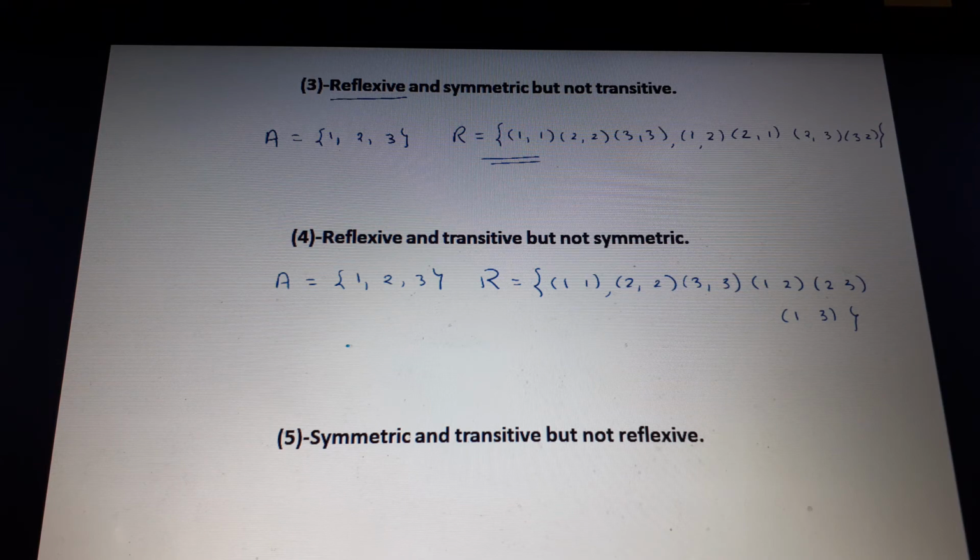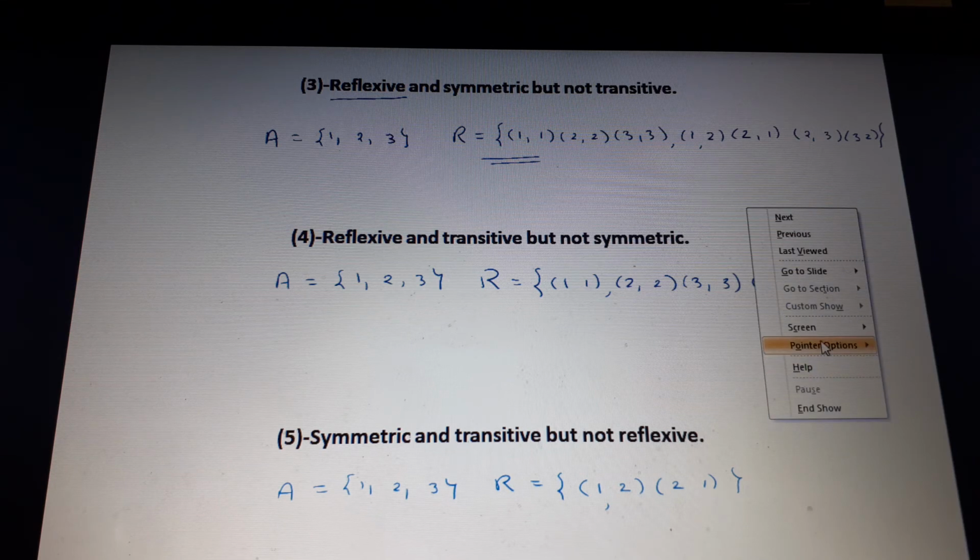And the last one, A we will take {1, 2, 3} only. Then we will take R. What is the condition now? It should be symmetric and transitive but not reflexive. So I will take (1,2), then (2,1). Now it is symmetric. Sorry, if I take only this much, it is only symmetric but not transitive.